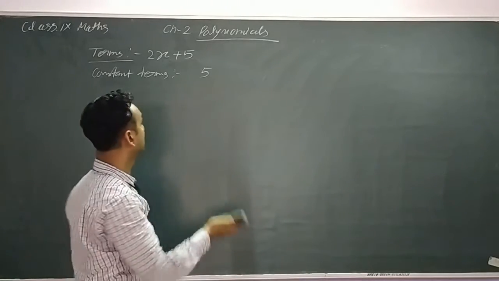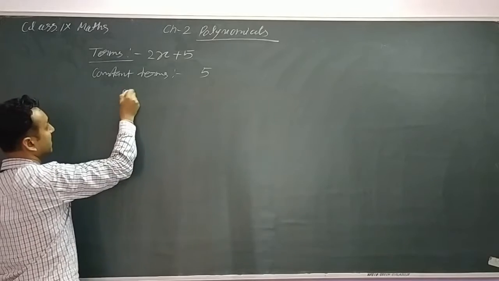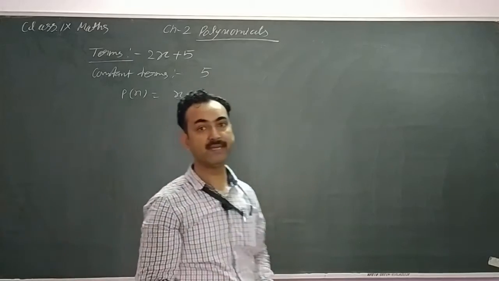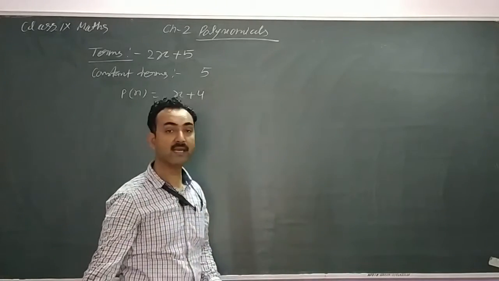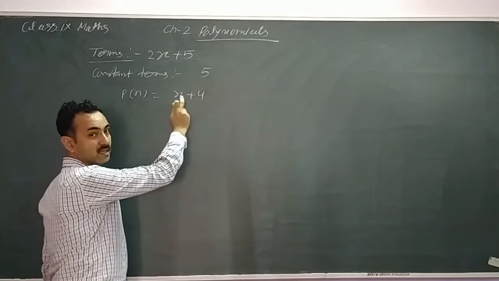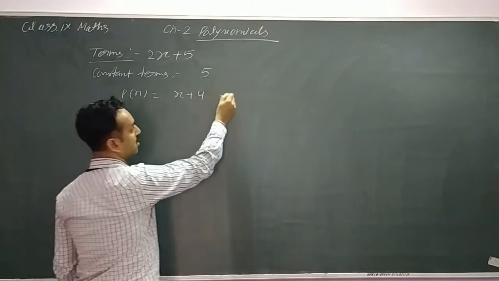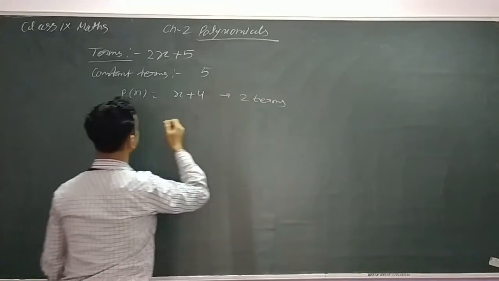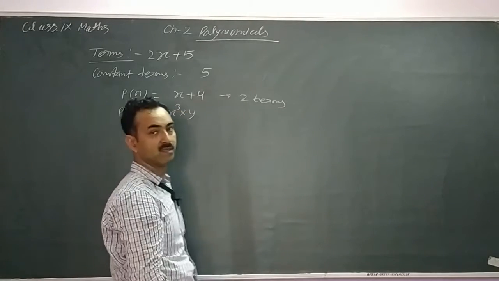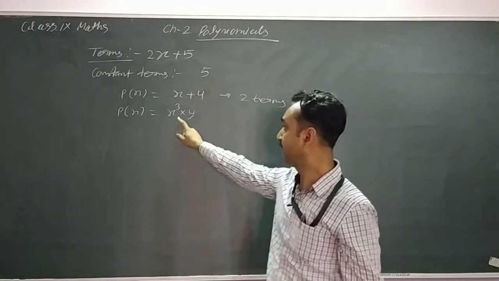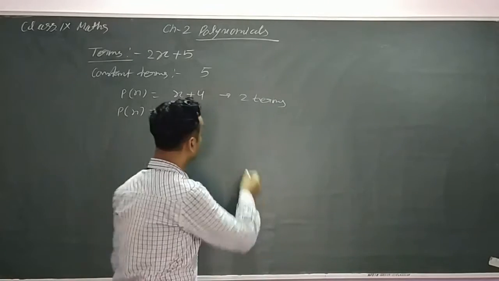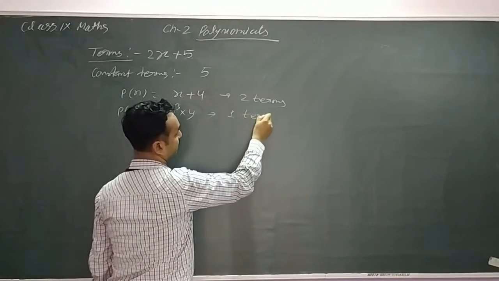Now how can we count the terms? Suppose I write a polynomial like x + 5, x + 4. How many terms are here? Terms can be counted by identifying the plus or minus signs. Here the plus sign separates the terms, so how many terms? 1 and 2. So here there are 2 terms. Suppose you write the polynomial x³y. Here there is no plus or minus sign, so it is a single combined term. It contains only one term.